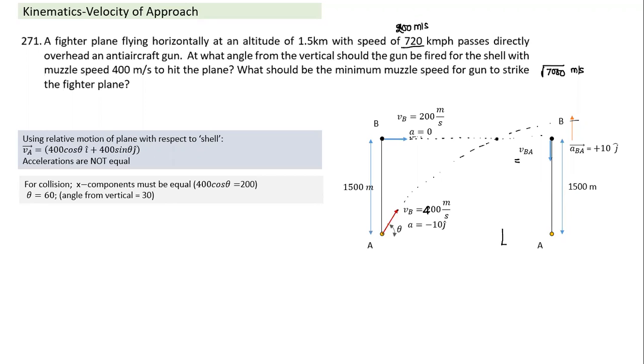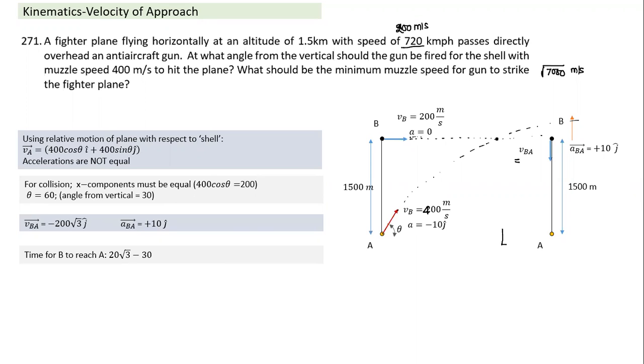Suppose in this question you are required to calculate how much time it will take for the shell to strike the fighter plane. The time taken would have been based on this. The displacement has to be equal to 1500 for the shell to strike the fighter plane. Now, VB is equal to 200, so AB is equal to 10. So the time for B to reach A is given by S equals ut plus 1 by 2 a t square.